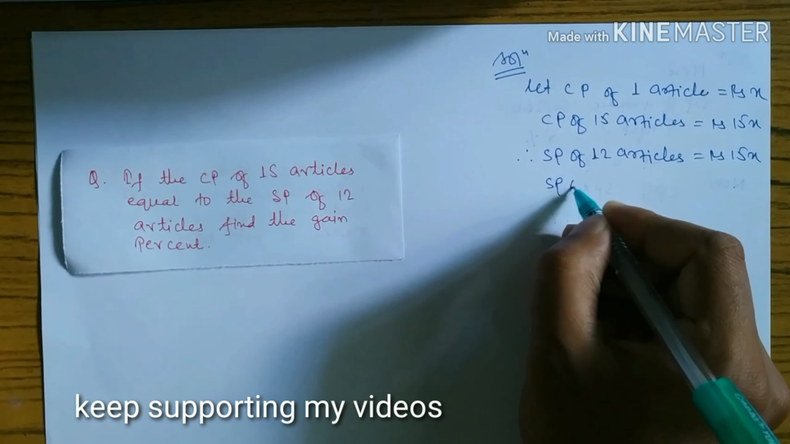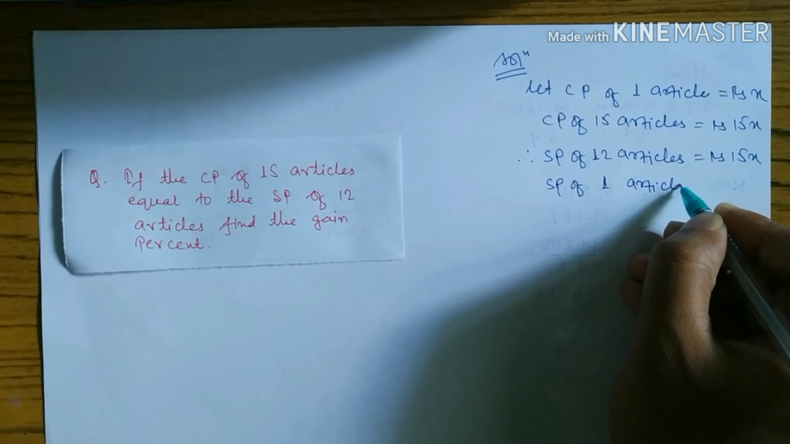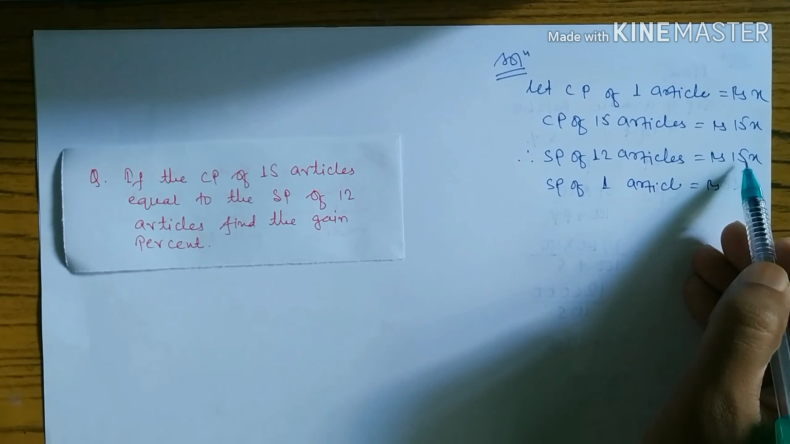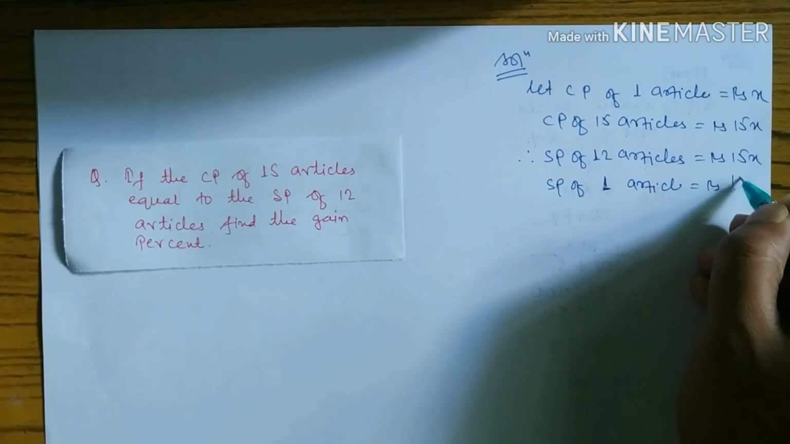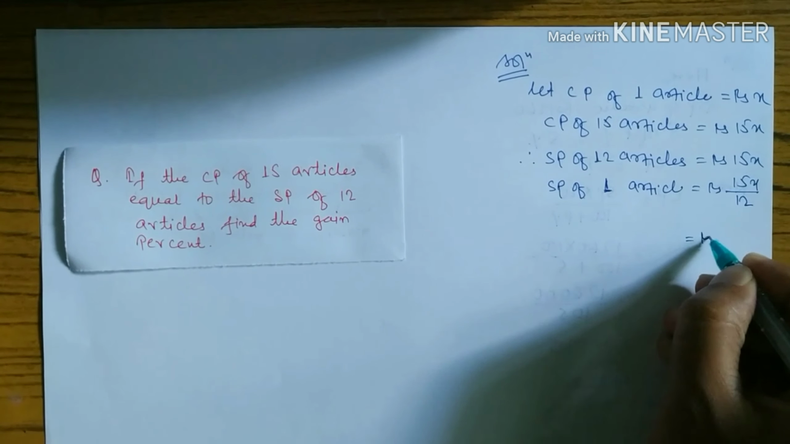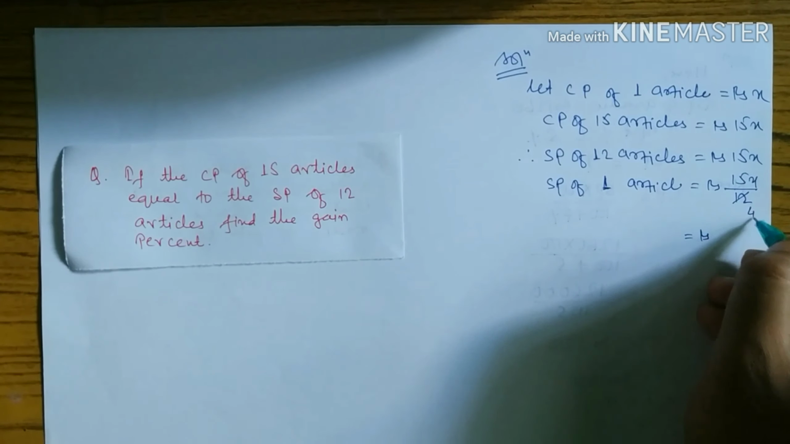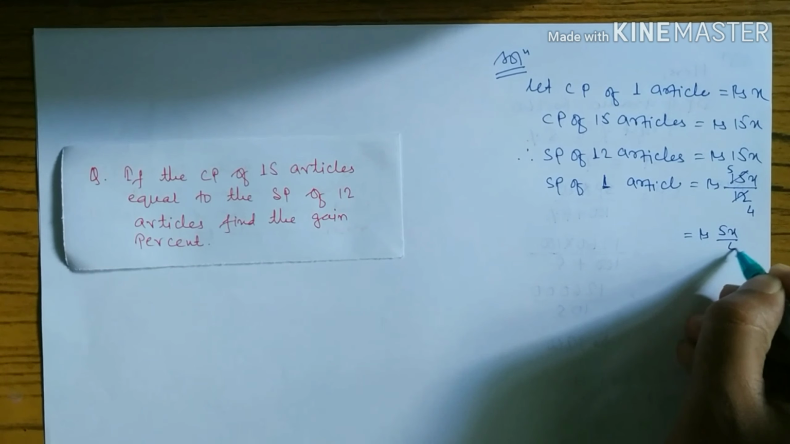So the selling price of one article is equal to rupees... Definitely less. 12 articles is 15x, then one article means less. If less, we have to divide 15x by 12. We can reduce by 3: 3 4s are 12, 3 5s are 15. It means 5x by 4.